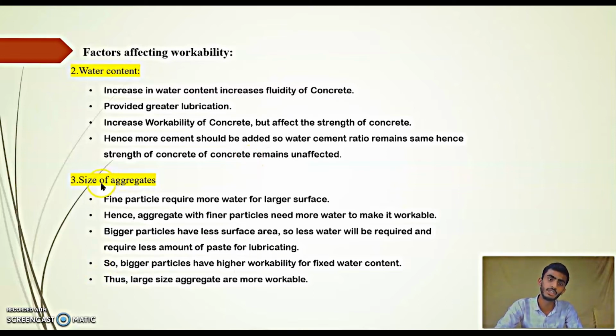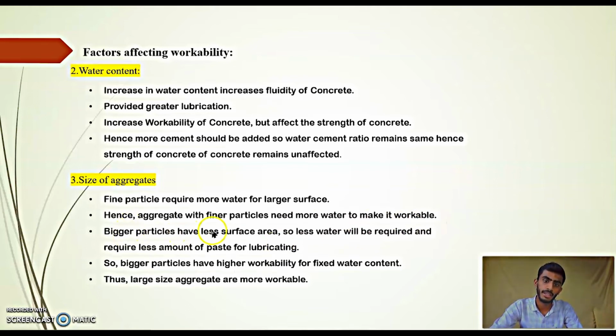Then the third factor is the size of aggregate. Particles require more water for larger surface area. Hence, aggregate with finer particles needs more water to make it workable. What is told here is that fine particles, which are small, have more surface area. Therefore, they will take more water.